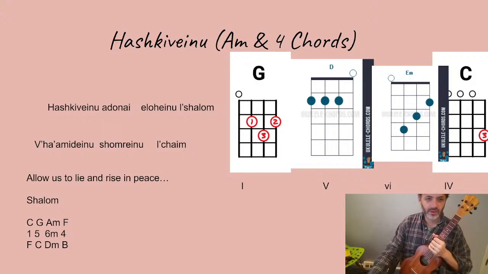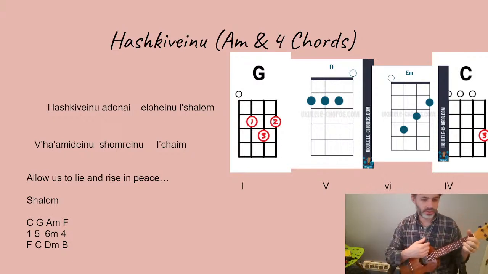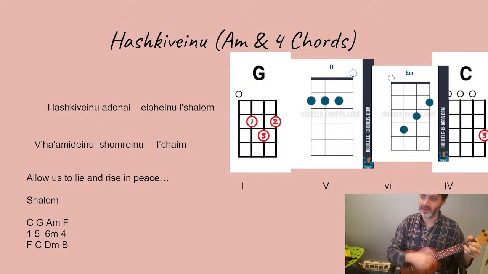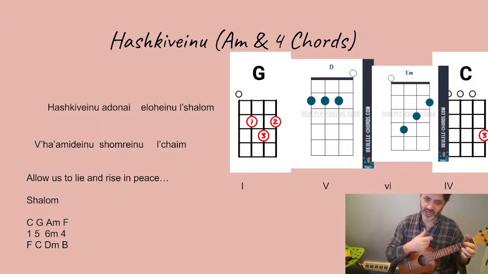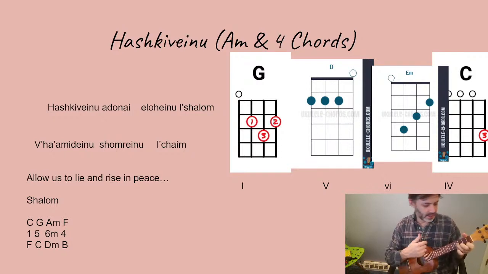Okay, so let's go ahead and try this. So G, down, up, down, down, up. Okay, here we go. We're gonna go from G to D. Here we go. Now G, G. Here comes D, D, E minor, and C. Now G to D, E minor, and C. Again.